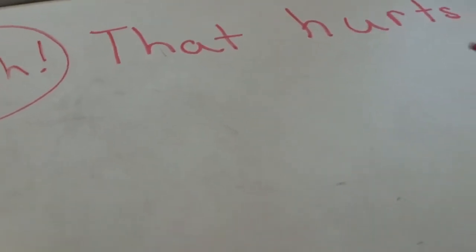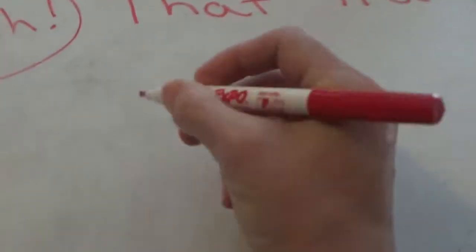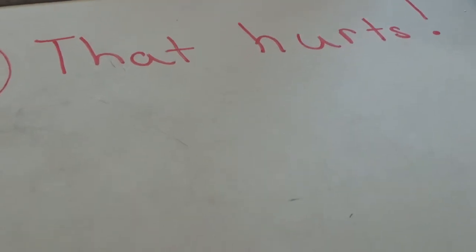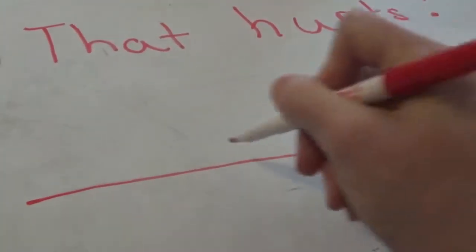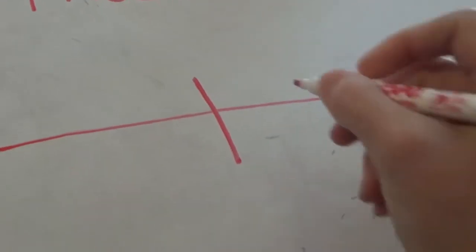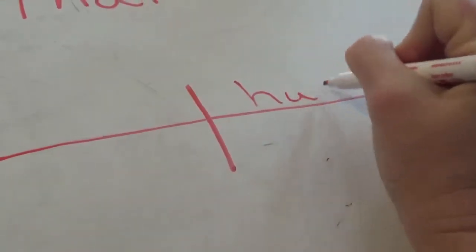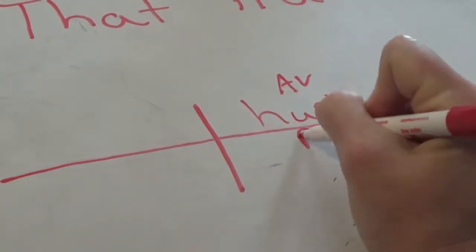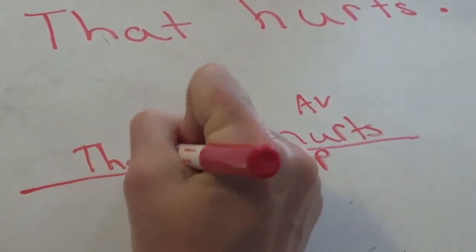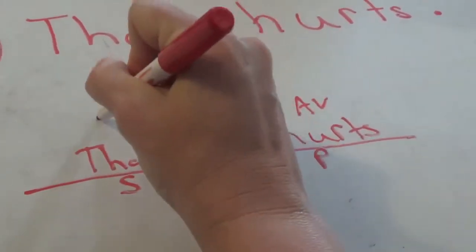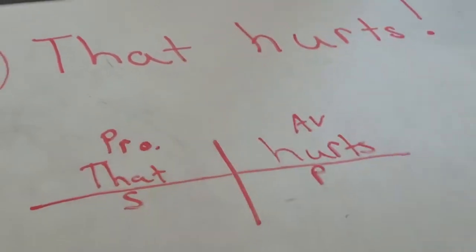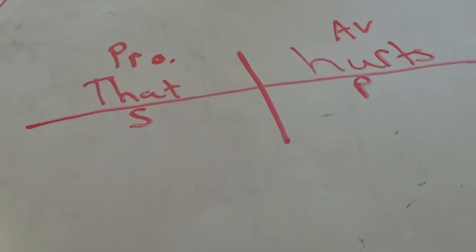Okay, let's talk about this sentence. First, let's just diagram the that hurts. The first step is to find any prepositional phrases. There are none, so let's draw our baseline and find our predicate, hurts. It's an action verb, and that is our subject, and it is a pronoun. Remember, that can be an adjective, but that's when it's modifying something, like look at that boy. Here it's a pronoun, and it's our subject.